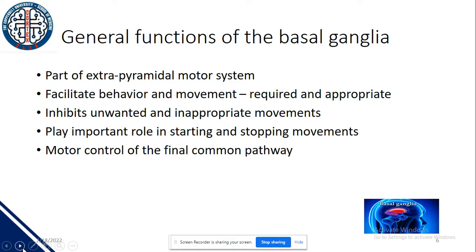So what are the general functions of the basal ganglia? The first is that it is part of the extrapyramidal motor system. And secondly, it facilitates behavior and movement which is required and appropriate. It also limits unwanted and inappropriate movements.